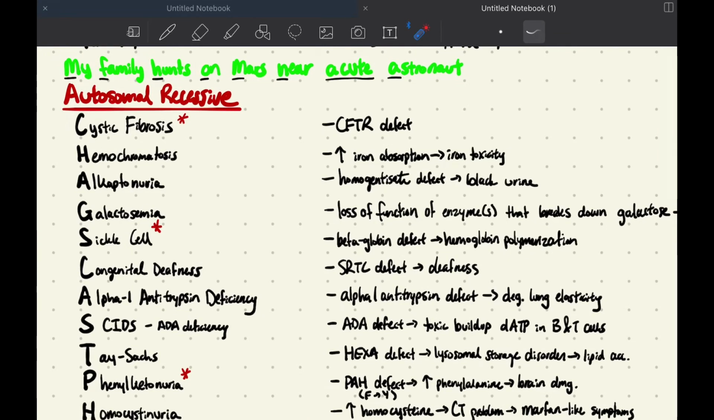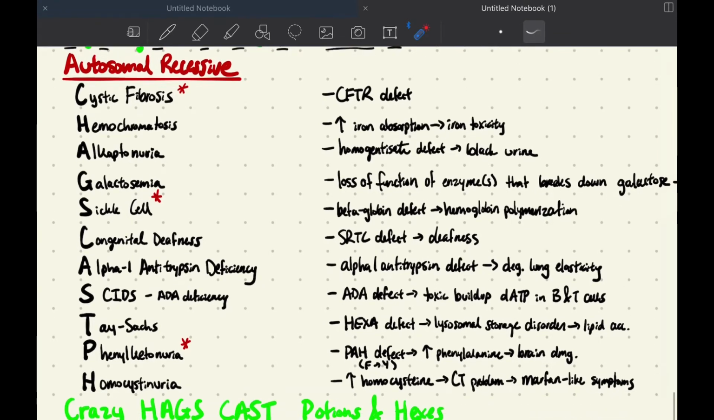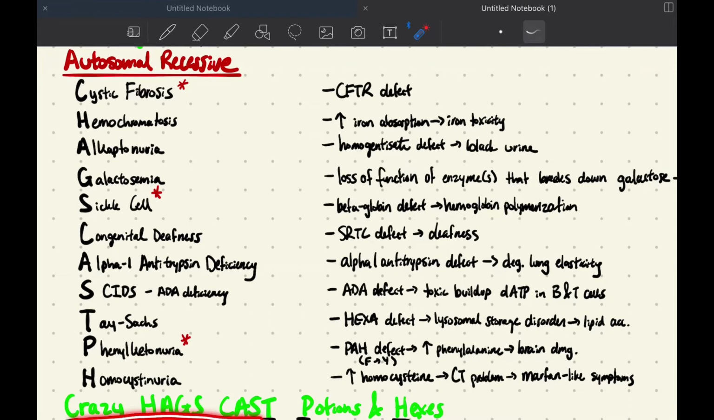Now moving on to autosomal recessive. The mnemonic is "crazy hags cast potions in hexes." And basically, crazy is going to correlate with your cystic fibrosis. That is a CFTR defect, and CFTR codes for a chloride channel. And with that defect, you're going to have things happening in your lungs, throughout your body. For the most part, you have very sticky mucus as well. So it's a huge problem.